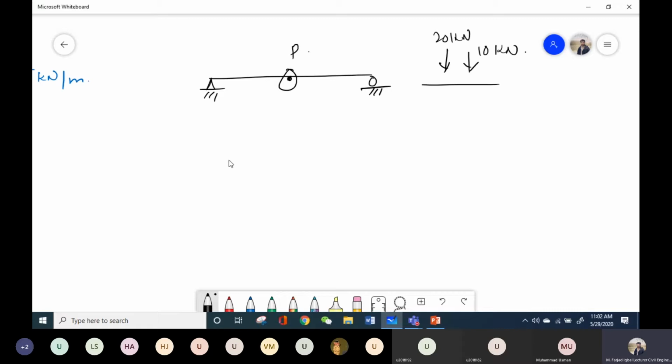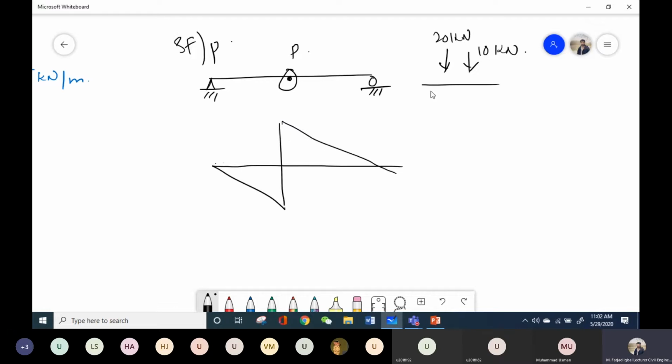was our method? We already discussed this method before midterm also, so I will briefly revise it. Our approach was, if this is our beam and I want to find the maximum shear force at point P, what did I do? I will plot the influence line diagram for shear force at this point. Let's suppose that the influence line diagram is something like this one.